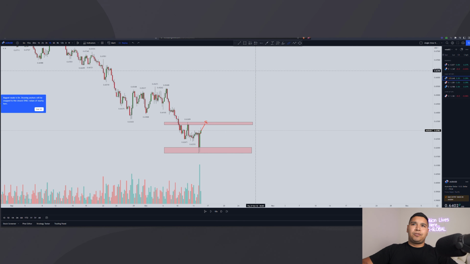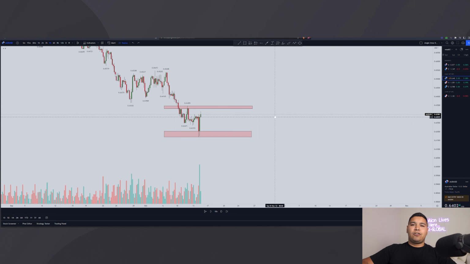Or I want to look for bullish or bearish engulfing candles. And then number three, after we have seen these rejection candles, we go to the shorter time frame to look for our entries. So let's play this through and see what happens.